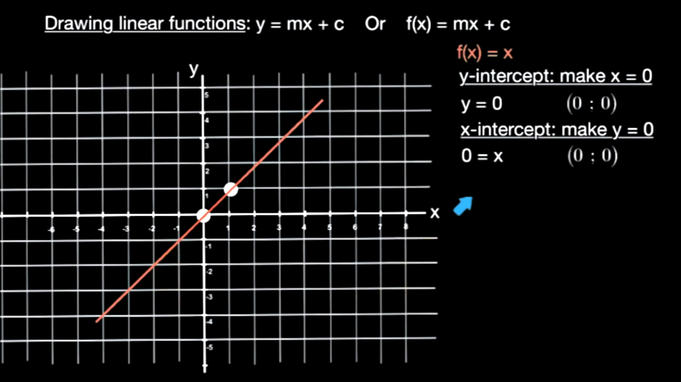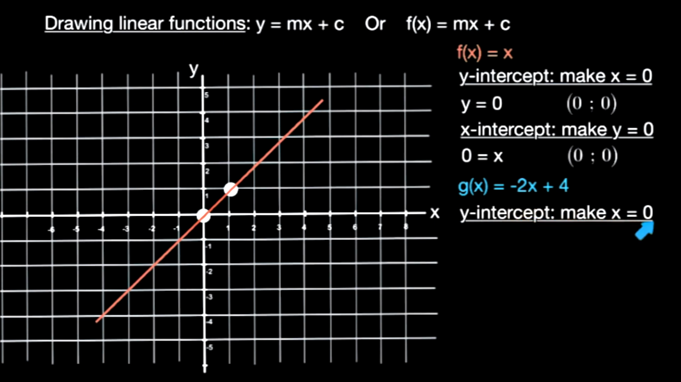Now let's look at an easier example actually. g(x) is another function and it's equal to -2x + 4. To draw this function, we basically want the y-intercept.